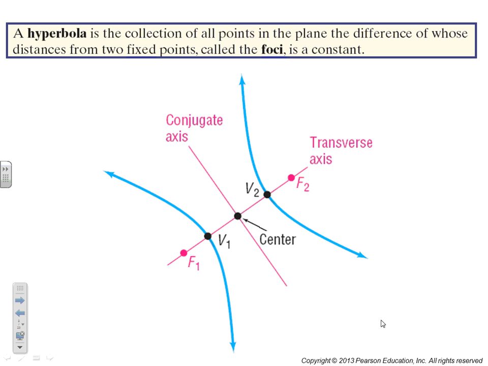I like to think of it the same way as an ellipse, the same way as a parabola. Your hyperbola always wants to wrap itself around the foci, so they curve towards their foci. You have a center. The axis that your foci are on is called the transverse axis, and the other axis is called the conjugate axis.